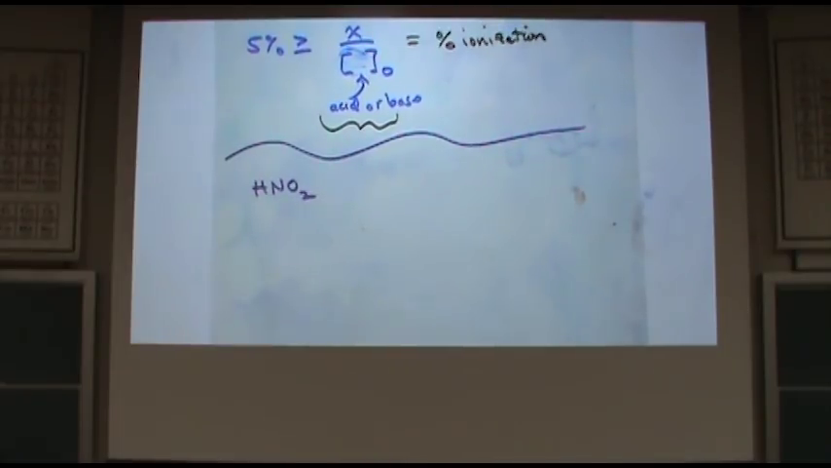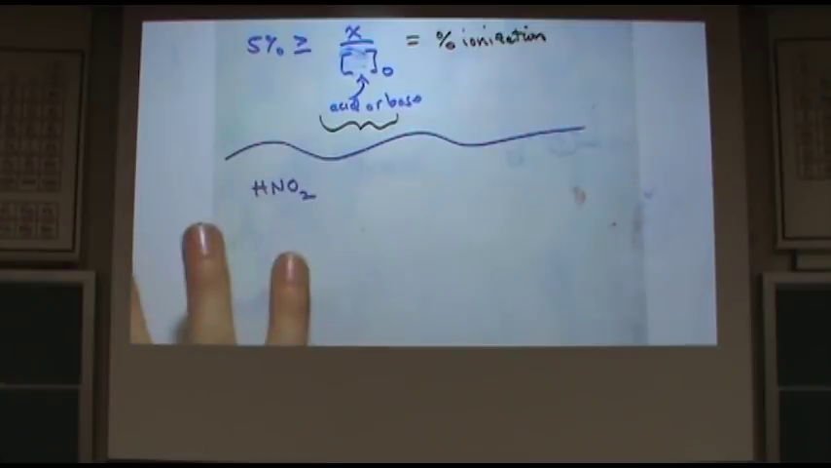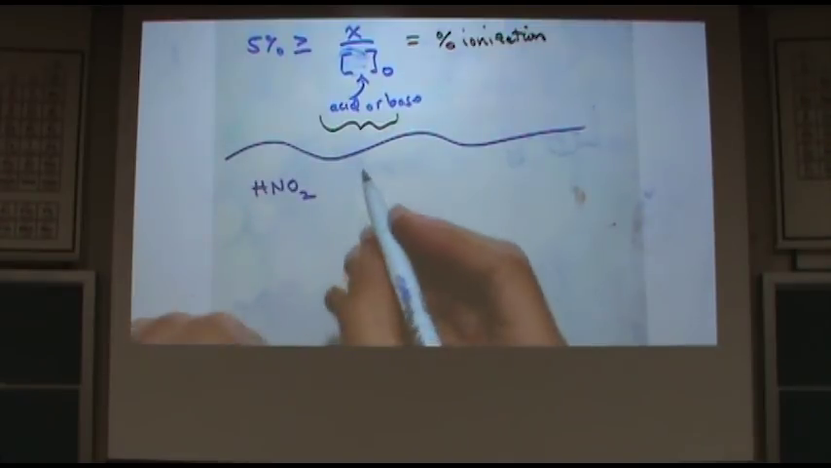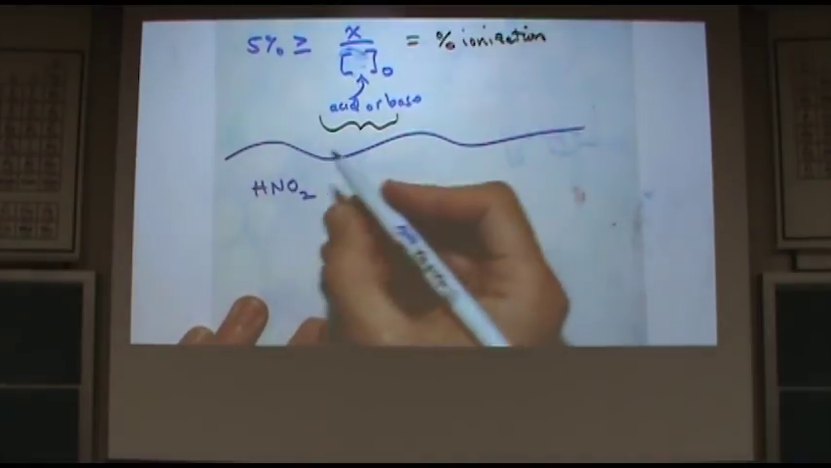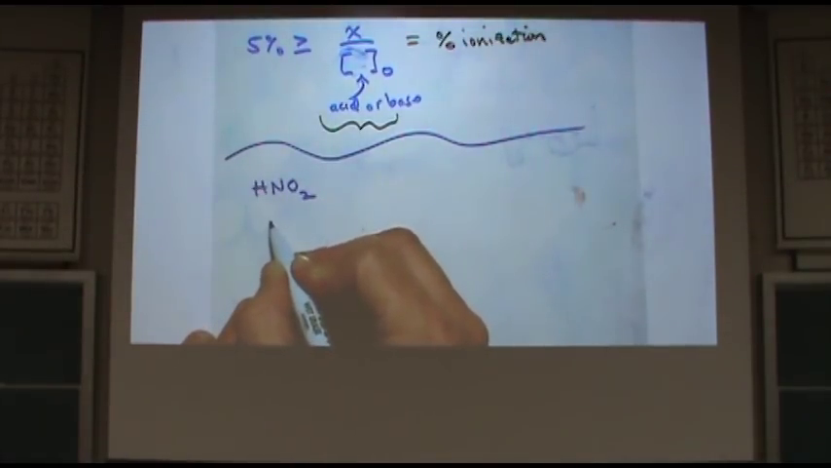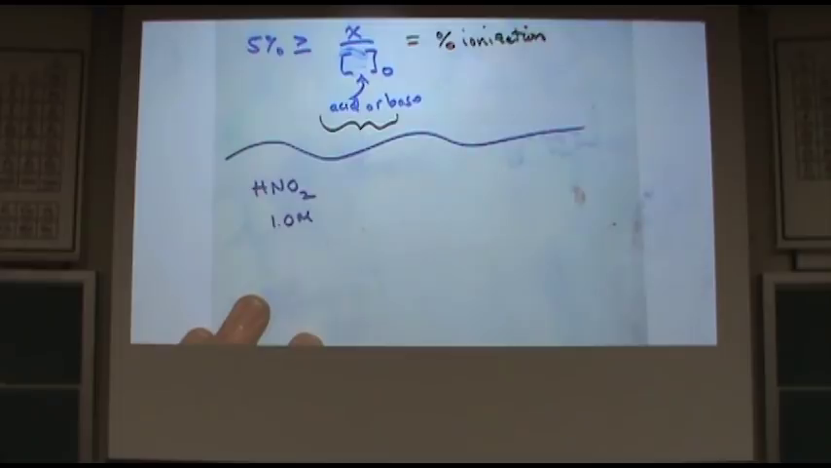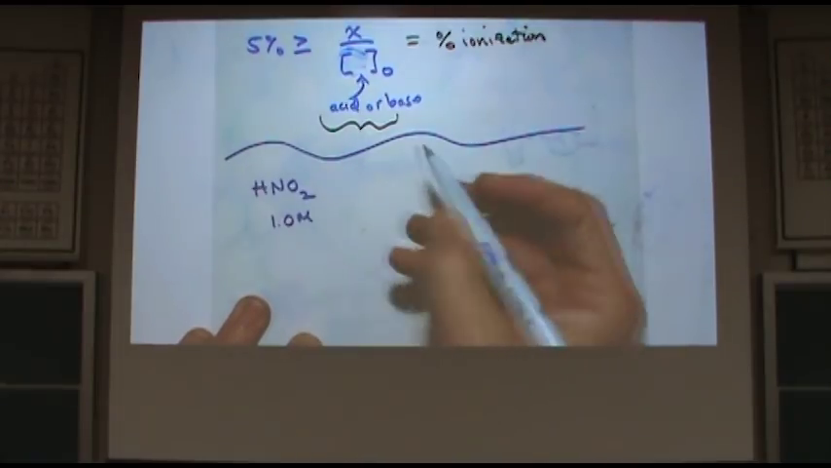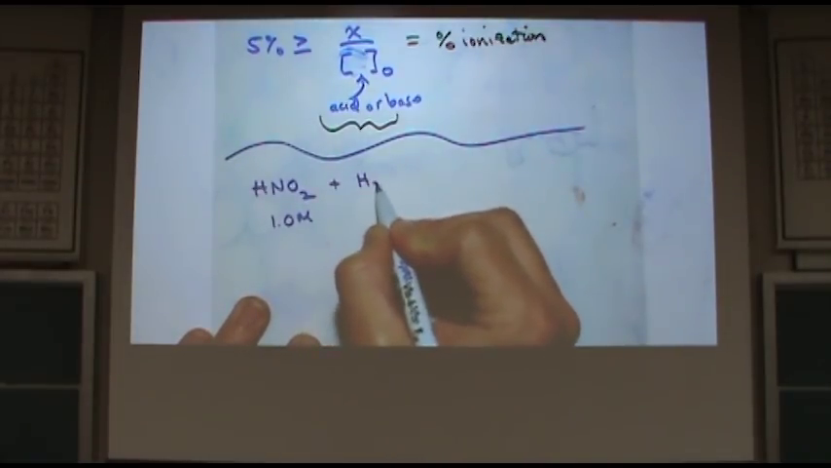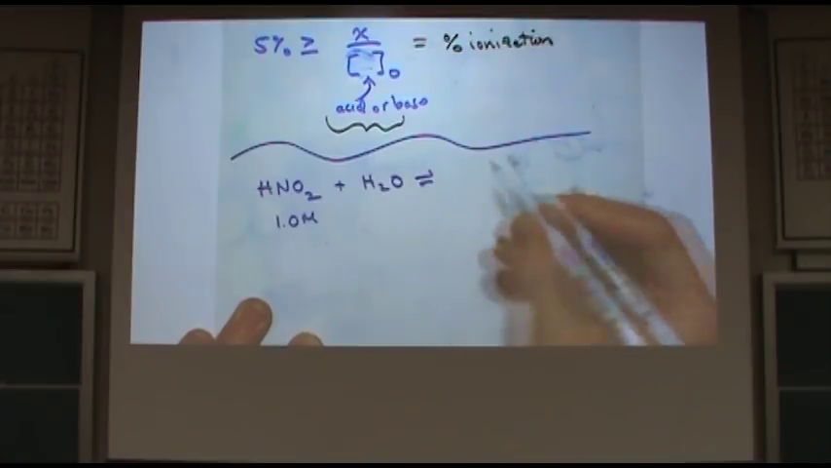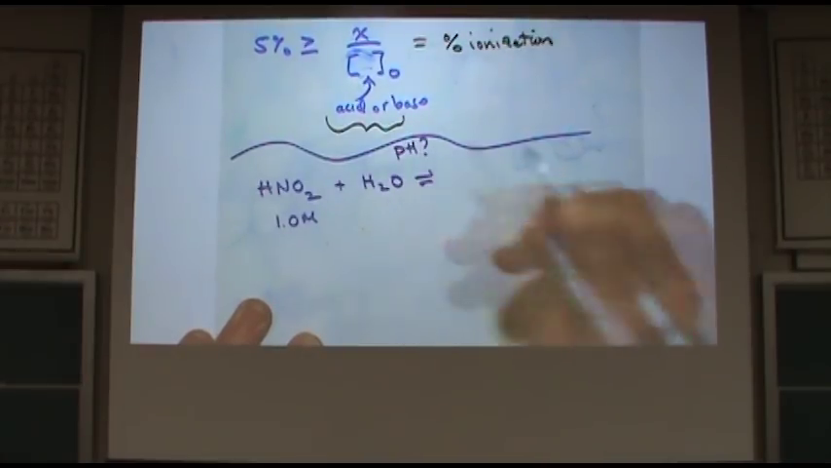But let's take this one. This is called what? By the way, what's the name of it? Nitrous acid, yeah. How do I know it's weak? It's not on that table of salts. Yeah, good. Okay. Let's say I knew this was 1.0 molar, just for argument's sake. Let's write the general equation for an acid. We're going to find the pH of this.